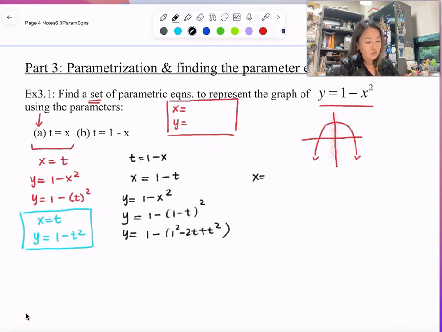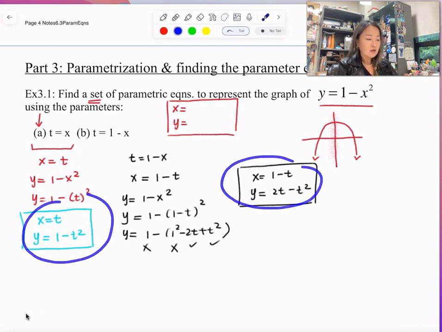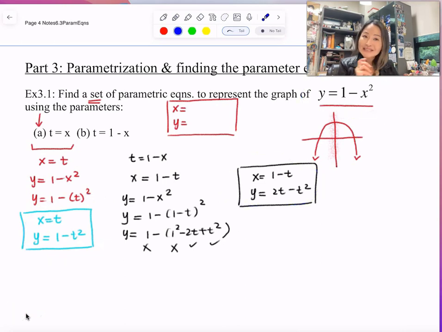So x is equal to 1 minus t. What's my y? Well, the 1s are going to be gone, and then the 2t is going to be positive and the t squared negative. So I get 2t minus t squared. That's my other parametric set. Now, believe it or not, all these graphs produce this graph, but maybe slightly different.